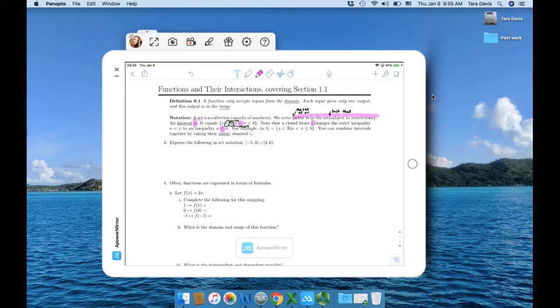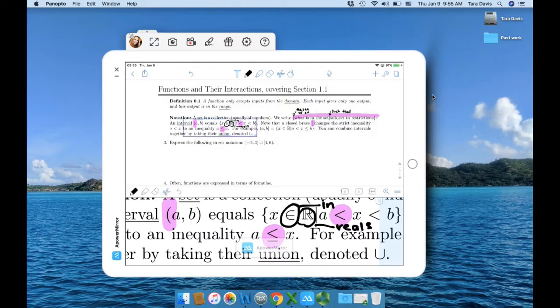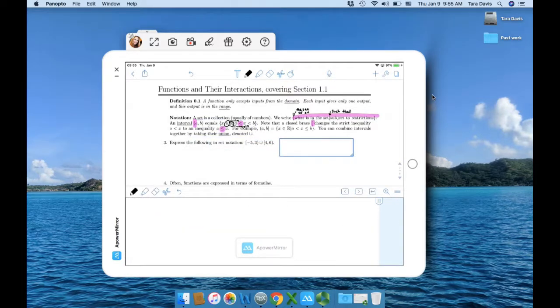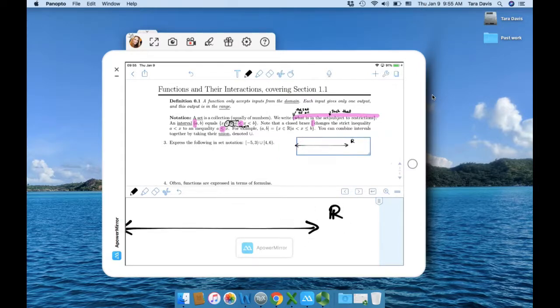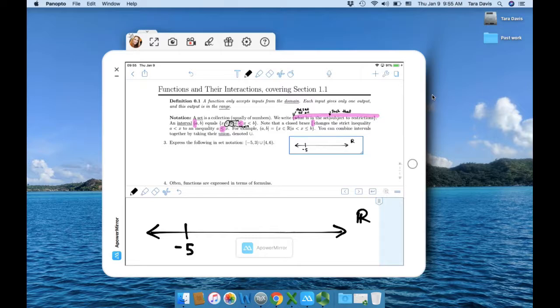So for example, for number 3, if I want to express the following in set notation, so this is the interval from -5 to 3, union with the interval from 4 to 6, then I might actually like to make a small picture of it, just so that we all understand. So when we have the interval from -5 to 3, I can imagine a number line, say this is like all the numbers, right? So I have -5, and then I have 3 here. So I'm saying I want -5 to 3. That means including -5, but excluding 3 and everything in between.